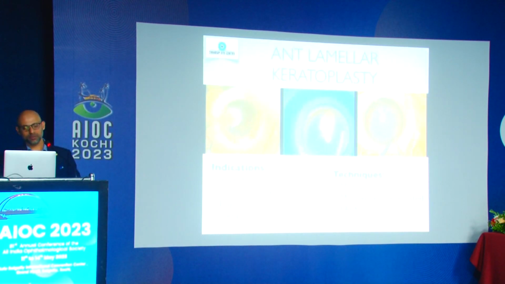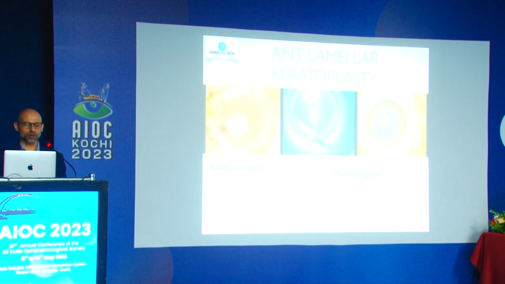If the pathology involves only the anterior stroma, say about 250 microns or lesser, then there are various ways to address it. If it's very superficial, you could just do an excimer laser and ablate it if the residual bed is adequate. Otherwise, you can remove the anterior stroma by means of a manual dissection, like is being shown in this particular video.